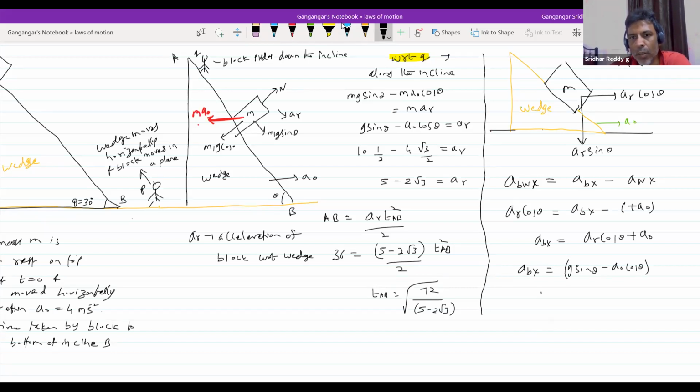In Pathfinder, you do have questions where you need this background. That's why I'm just helping you with this. AR value into cos theta plus A naught. So this will be G sin theta cos theta minus A naught cos square theta plus A naught. So this will be G by 2 sin 2 theta. 1 minus cos square theta will become sin square theta.